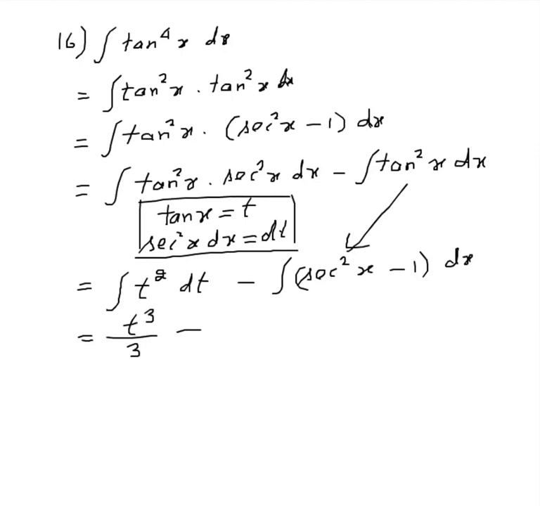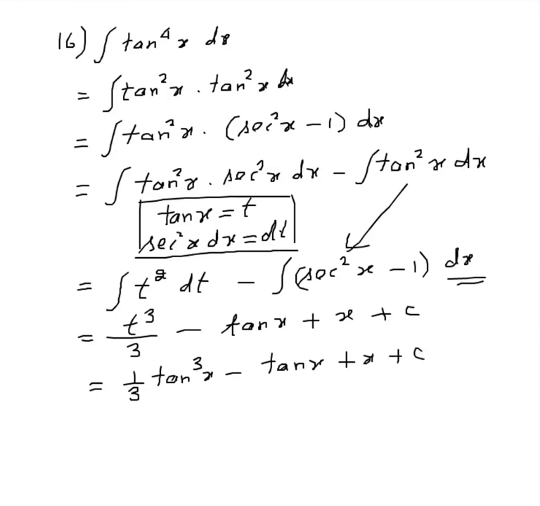Integration is t cube by 3, and integral of secant square is tan x. Minus of minus will become plus, and integral of 1 is x, with respect to x we are doing, and plus c. Substitute for t: 1 by 3 times tan cube x minus tan x plus x, and plus c.